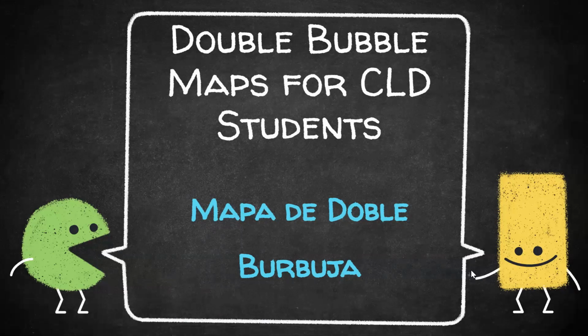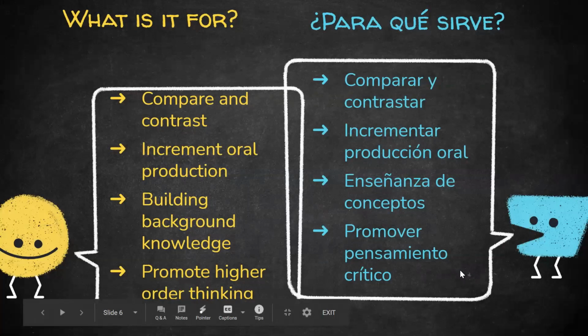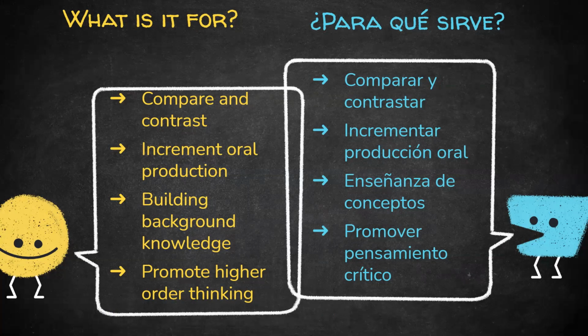Double bubble maps are a version that allows students to think critically about comparing and contrasting two ideas. You can use these maps for comparing and contrasting, incrementing oral production, building background knowledge, and promoting higher thinking. Consider practicing this by comparing two books or movies your child has recently read or seen.